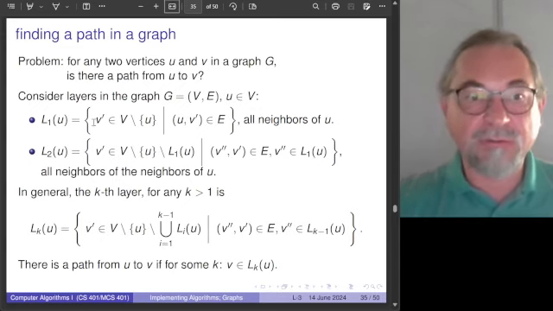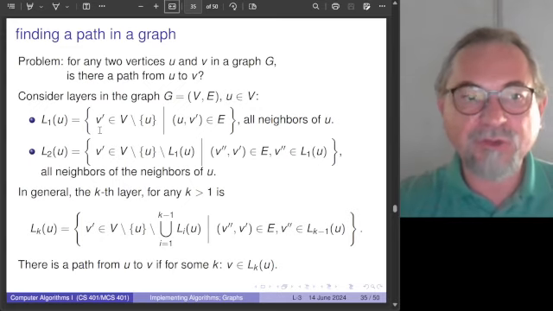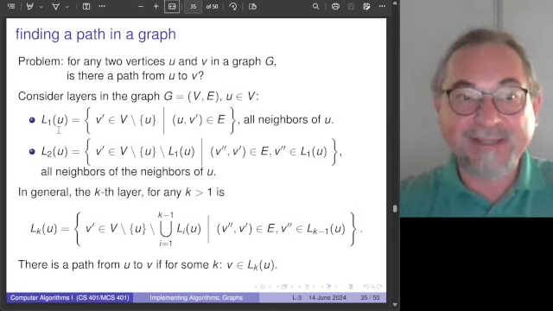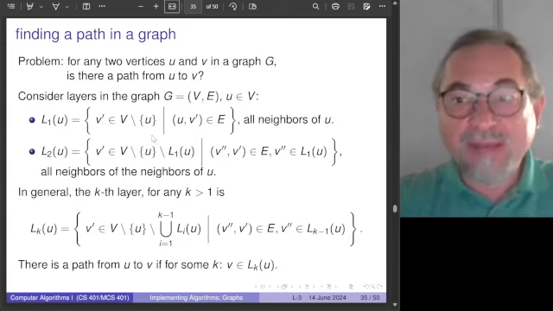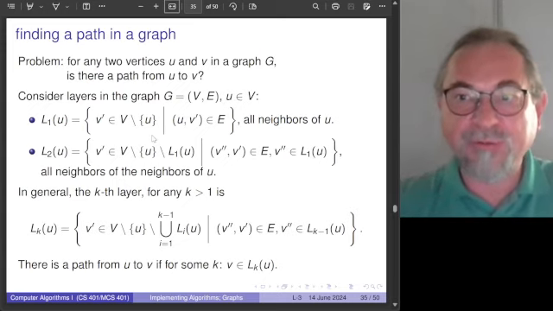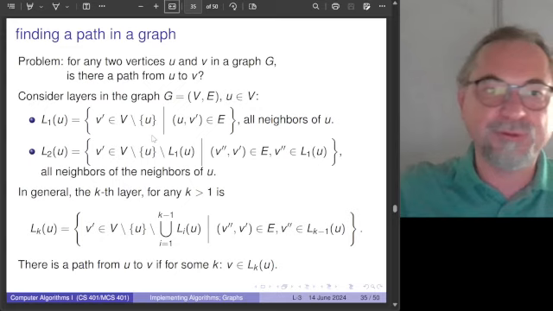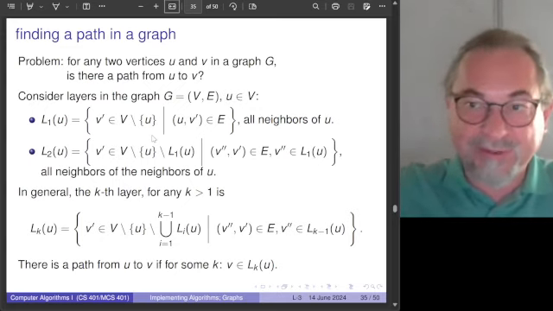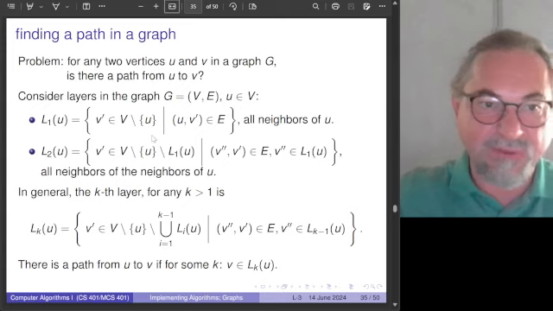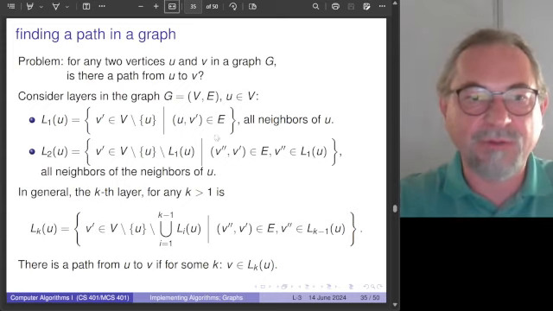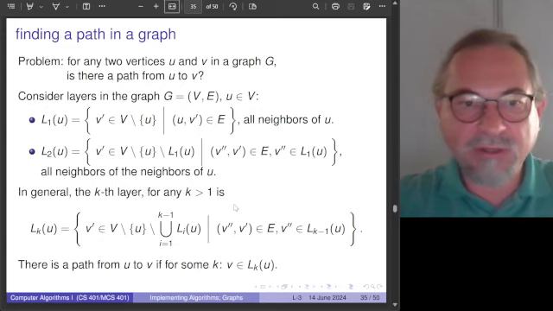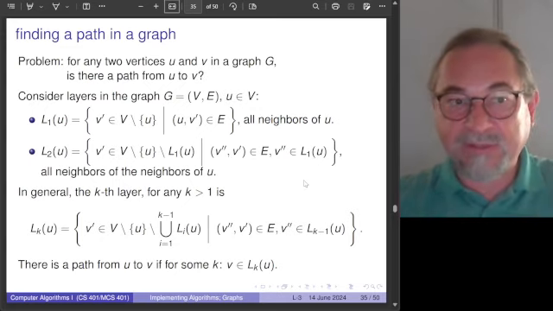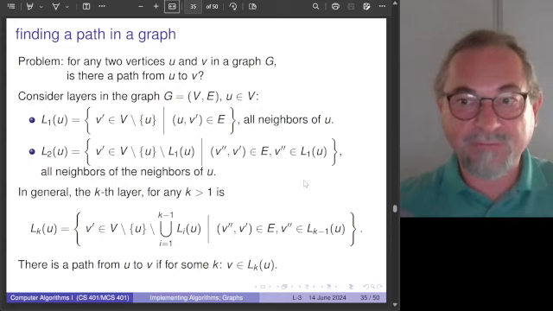So here you see the notation. The first layer starting at U consists of all vertices V prime, so not the V. We exclude the U, so we don't want to go back to U. If U would be connected to itself, it might end up in this first layer, and we actually don't want this. We don't want to store this. So we store all the neighbors. If one of these V primes equals V, then we are done in our systematic investigation whether U and V are connected via a path.